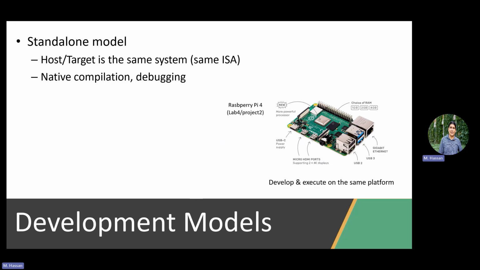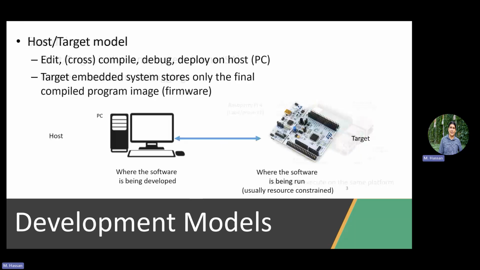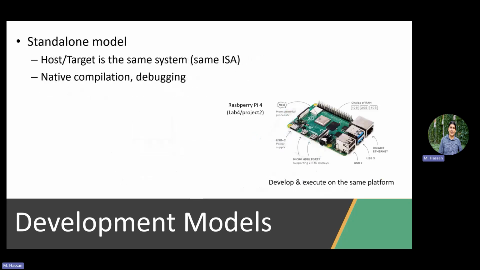Why? Because in Raspberry Pi, for instance, you have an operating system, Raspbian, that you hook up to a monitor and then do your development and testing and everything on the same platform, right? So again, this wasn't possible in, for example, our Nucleo board because, well, it's not as powerful as a Raspberry Pi, right? It cannot really enable you to run this IDE. Okay.